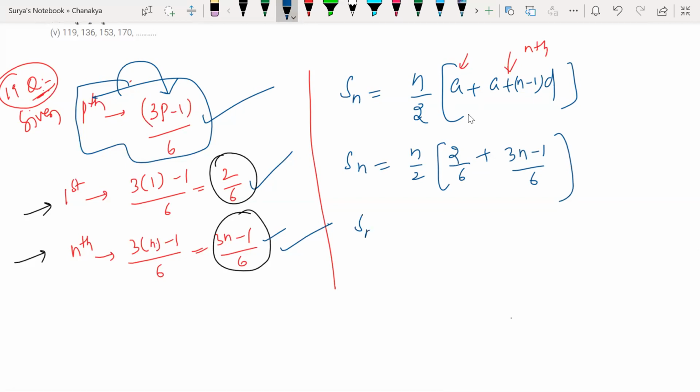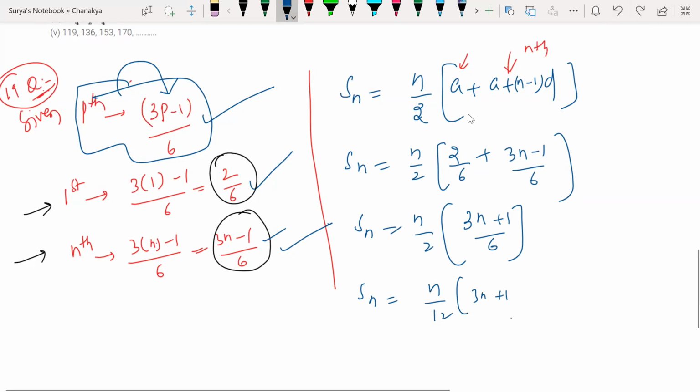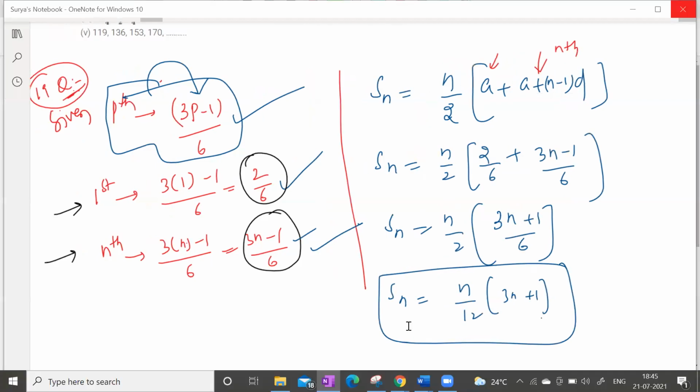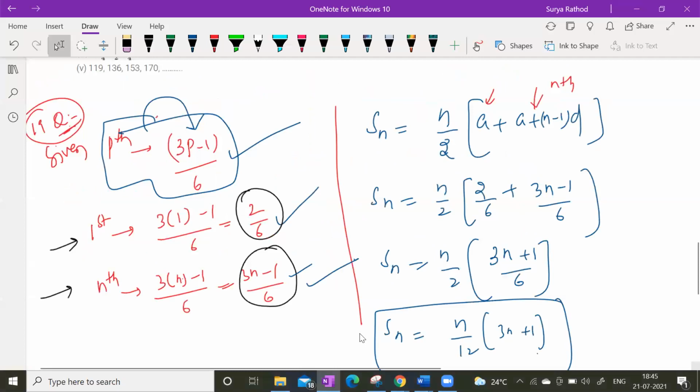So Sn is equal to n by 2 into 3n plus 1 by 6. So how much? Sn is equal to n by 12 into 3n plus 1. Tell me, this is the answer. Was it available in the options? Yes, sir, it's the correct answer.